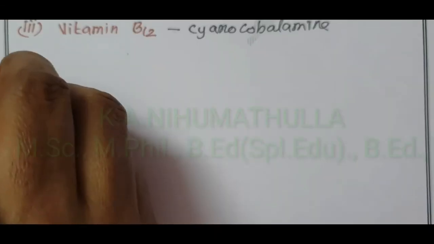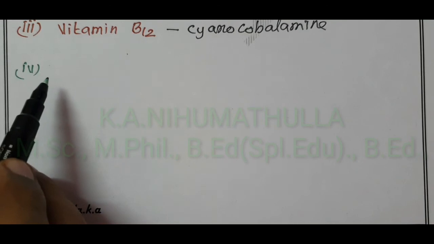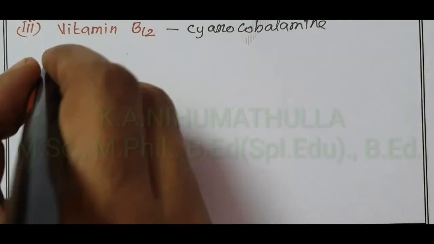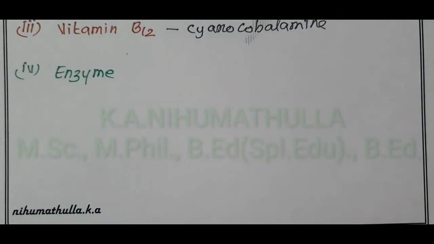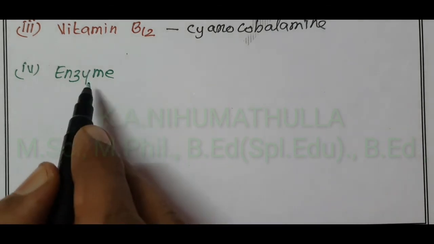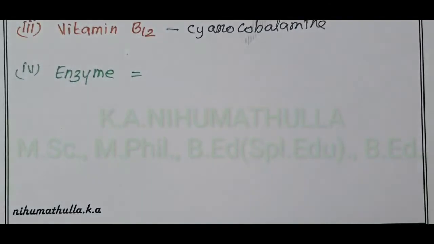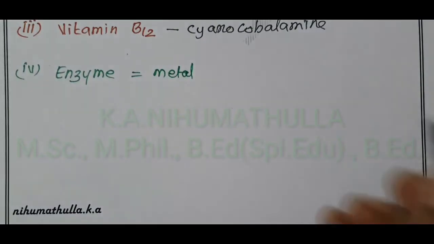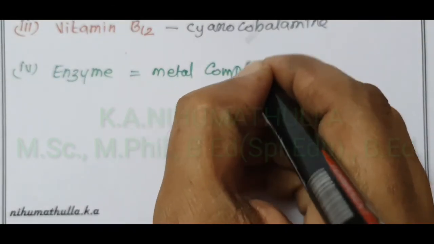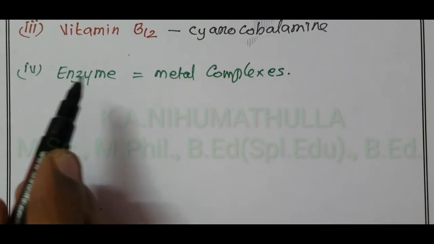The fourth application of coordination complexes in biological systems: many enzymes are known to be metal complexes. Enzymes are the organic catalysts used in the biological reactions that take place in our body. Enzyme names mostly end with -ase. Many enzymes are known to be metal complexes, and these coordination complexes regulate the biological processes.